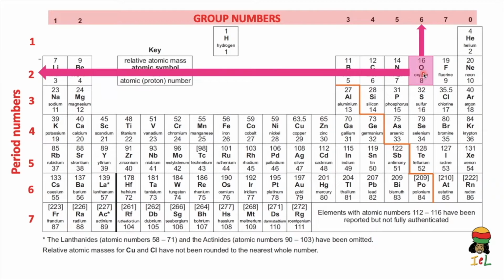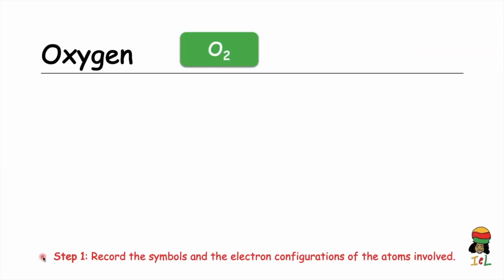Oxygen has symbol O, and it's found in period 2, which means that it has 2 shells. The first shell, which will hold its maximum of 2 electrons, and the second shell, which is the last shell, will contain 6 electrons because oxygen is in group 6. As a result, the electron configuration for oxygen is 2, 6. Now we can record the information for the 2 oxygen atoms.